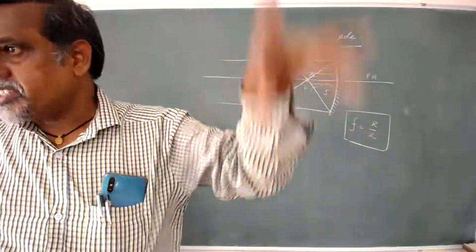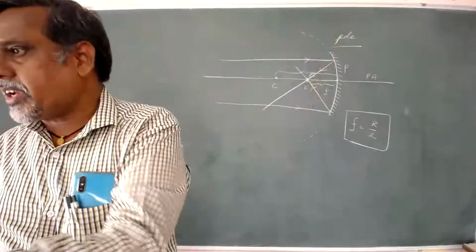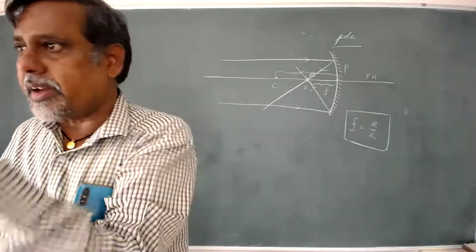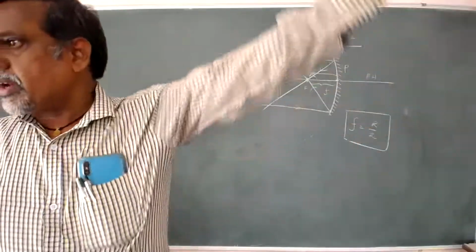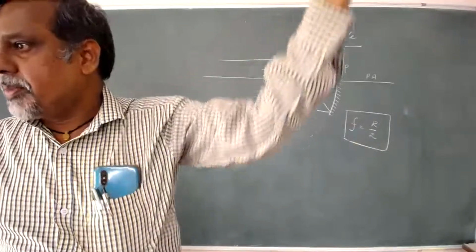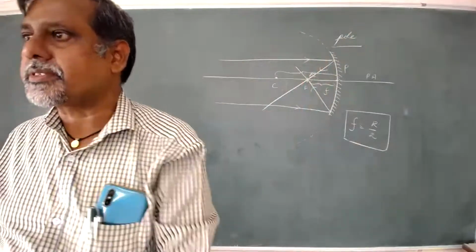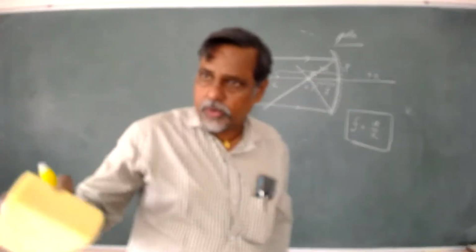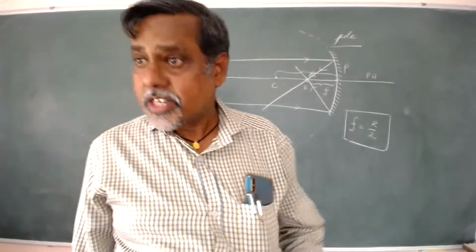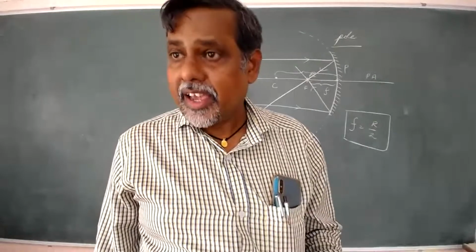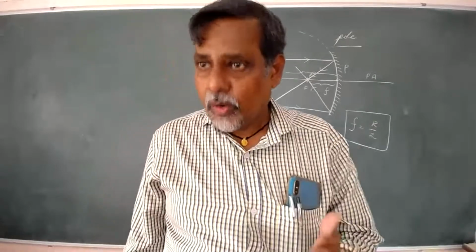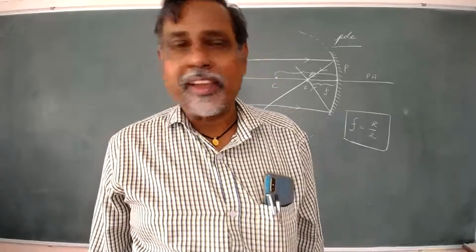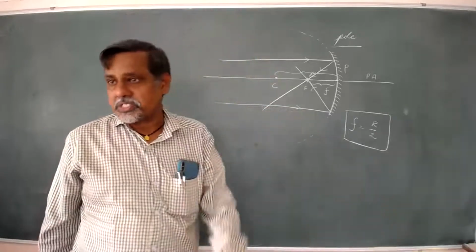When the object is exactly at infinity, the image will be at the focus. You are moving away from the mirror, not towards the mirror. Away from the mirror. Then what happens? The image will be moving towards the focus. Clear? Sachin? Still doubt? Doubt or clear? Okay. Towards the focus.